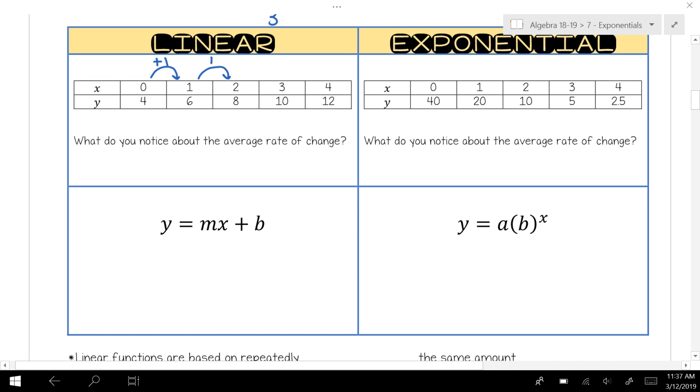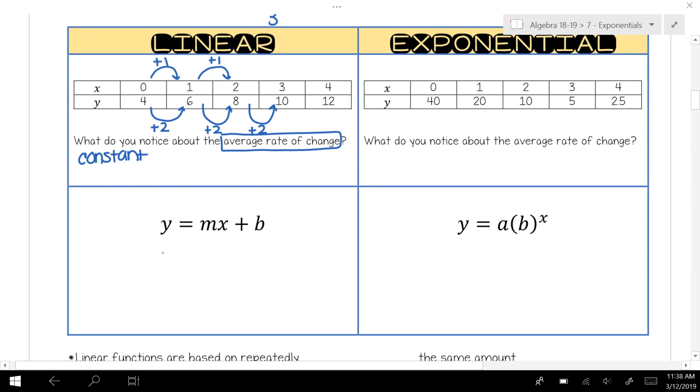You don't need me to write it out for all of them, but you can clearly see. Now if we go from 4 to 6, I'm adding 2. To get from 8 to 10, I'm adding 2. So my average rate of change is constant. It has a constant slope. So in this case, rate of change is the same as slope.